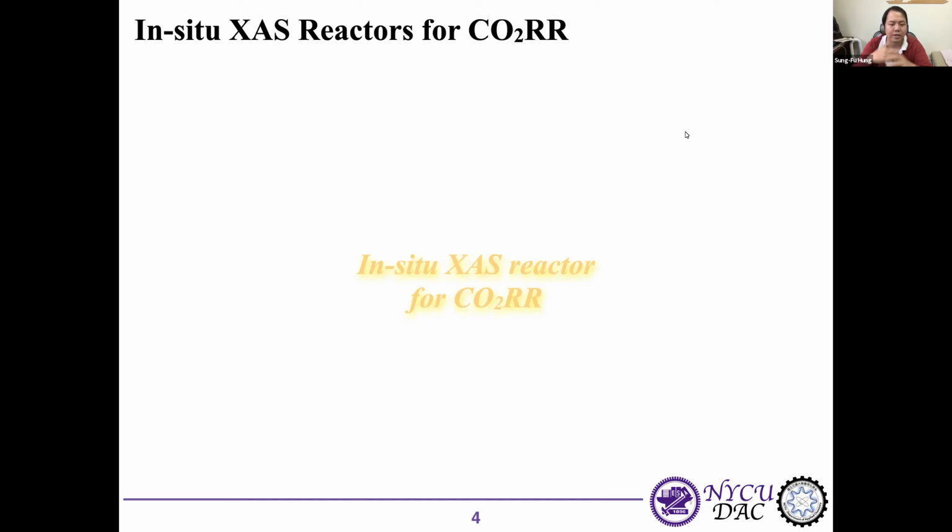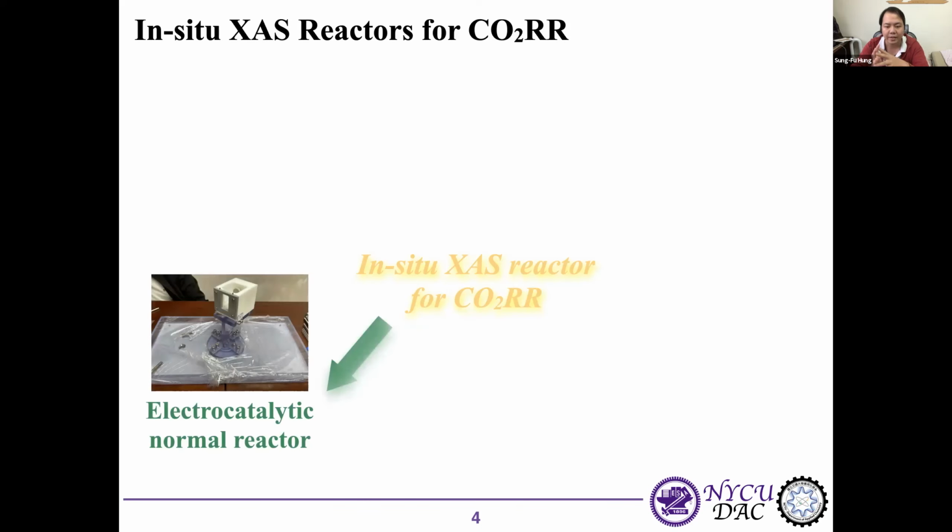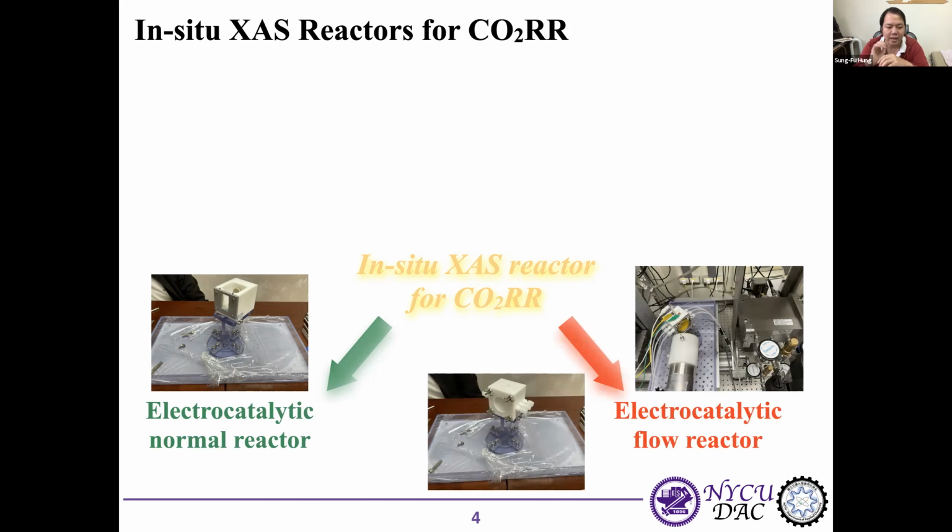So I designed various in situ XAS reactors for carbon dioxide reduction reaction. The first one is the electrocatalytic normal reaction reactor for carbon dioxide reduction reactions and for other catalytic reactions. The other one is the electrocatalytic flow reactor, and this one is different from the first one. I just named the first one the normal reactor, and the second one the flow reactor.